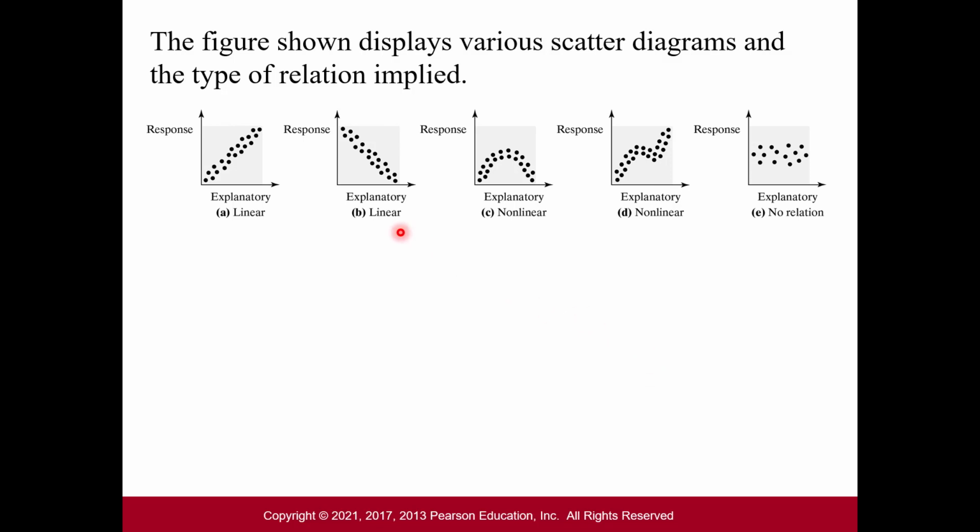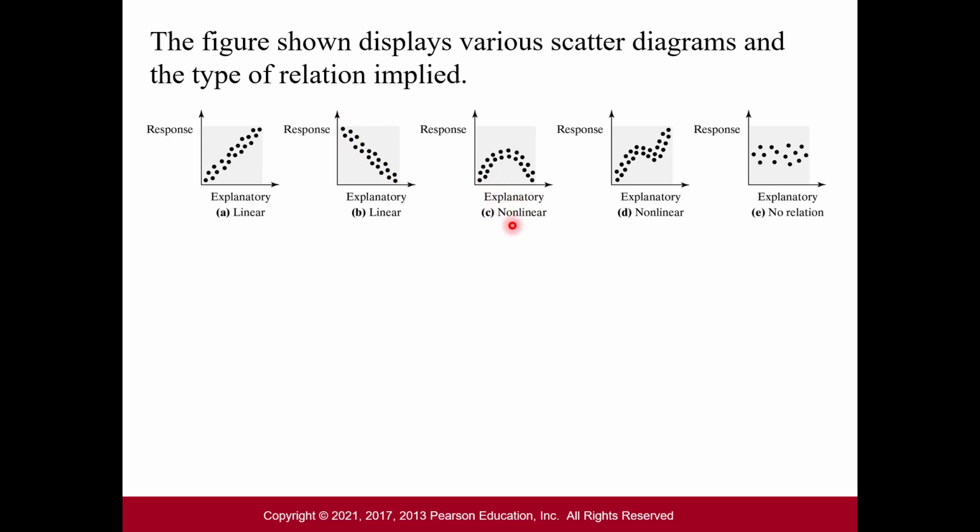So here are some displays of various scatter diagrams and then the type of relation that's implied by the graph. Notice the first one is linear, because as the explanatory variable increased, so did the response variable, and you can see that it always makes this upward movement to the right. This looks like it's traveling in a line. Number 2 here is also a linear relationship, even though as the explanatory variable moves to the right, the response variable decreases. It's still linear because it's moving in a linear path like a line.